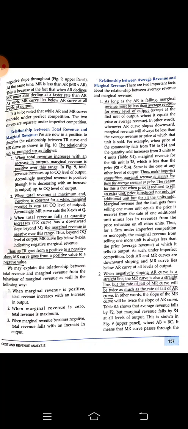Okay, when a negatively sloping AR curve is a straight line, the MR curve is also a straight line, but the rate of fall in the MR curve will be twice as much as the rate of fall in the AR curve.